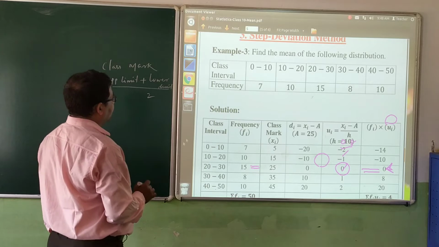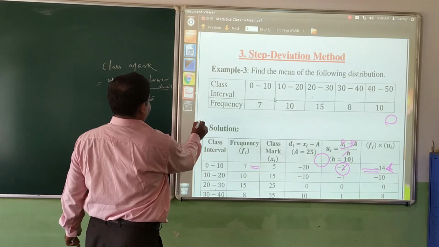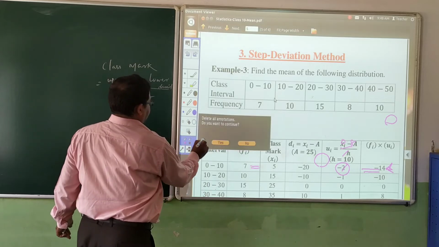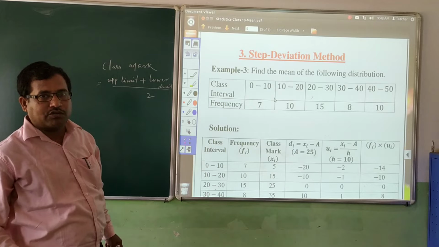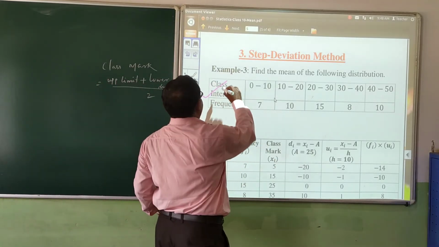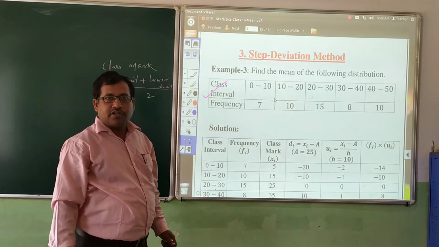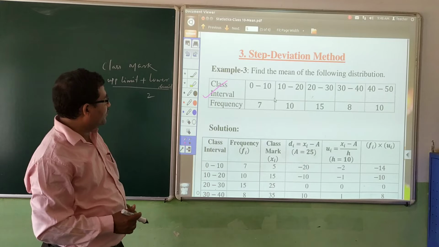Now we will go to the next method, that is the step deviation method. This is the third and important one. Find the mean of the following distribution. I have taken the same example so that you can find the same mean in different ways.